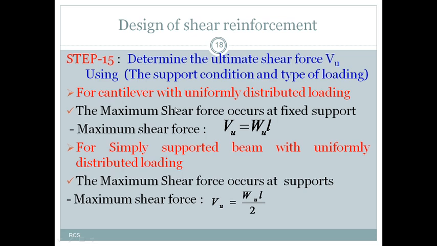Suppose you are designing a cantilever beam with a uniformly distributed load, the maximum shear force occurs at the fixed support. That value will be Vu, the factored shear force, equal to Wu, the factored load, multiplied by the effective length. So this is how we can calculate the maximum shear force for a cantilever beam subjected to UDL. If you are designing a simply supported doubly reinforced beam carrying a UDL throughout, the maximum shear force occurs at the support. That value will be WL by 2. Based on this, we can calculate the factored shear force value.